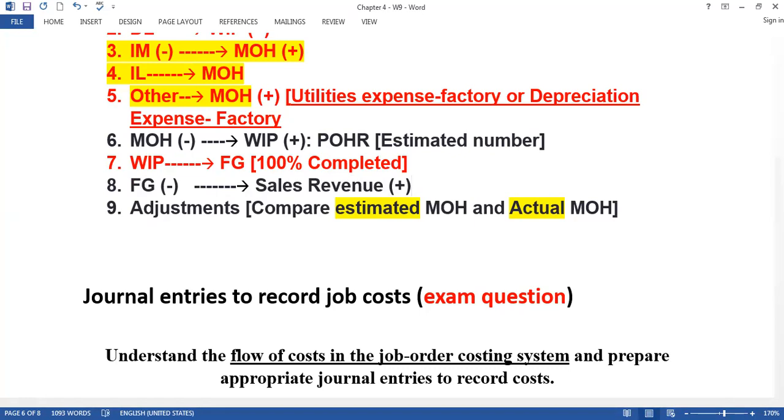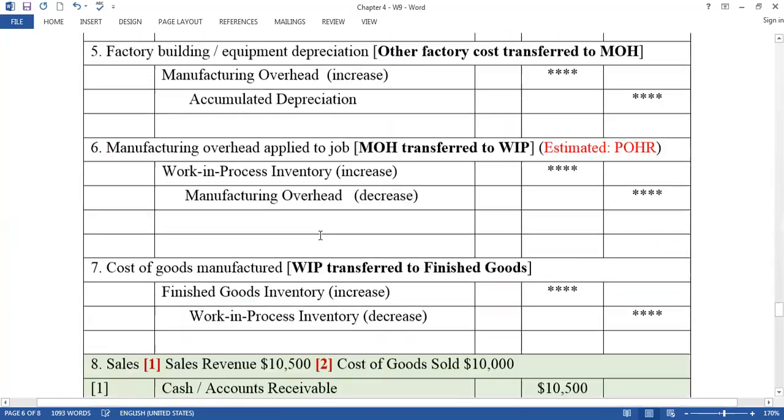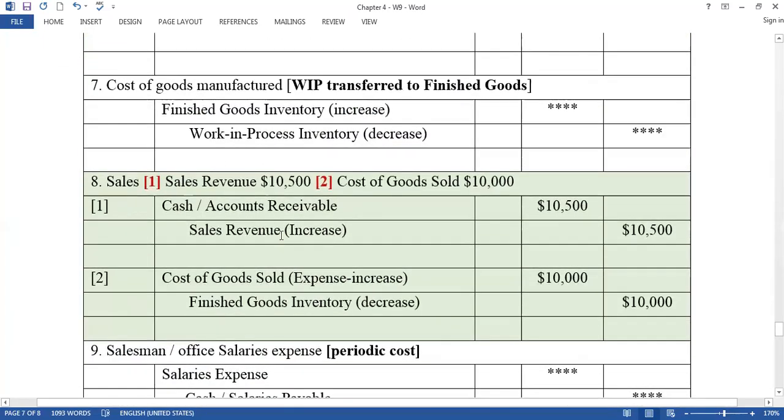So one journal for sales revenue, another journal for finished goods. Here we have two journals. If you remember your principles of accounting 1 course, when you sell your inventory, we have two journals, one for revenue, another for cost of goods sold. If you cannot remember, you have to go back to your principles of accounting course again. So look at these two journals. We sell our goods, sales revenue credit. If you receive cash, cash debit. If you do not receive cash, accounts receivable debit.